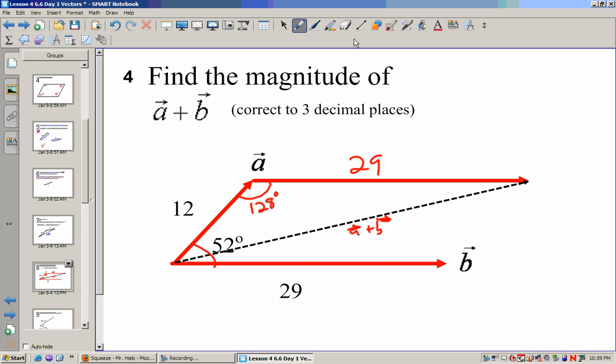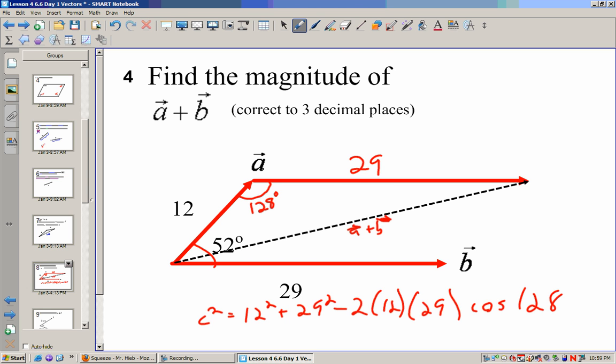So now what we have to do is ignore everything else and just try to find this length here. We have a side angle side situation, so we can use the law of cosines. So c squared is equal to 12 squared plus 29 squared minus 2 times 12 times 29 times the cosine of 128.